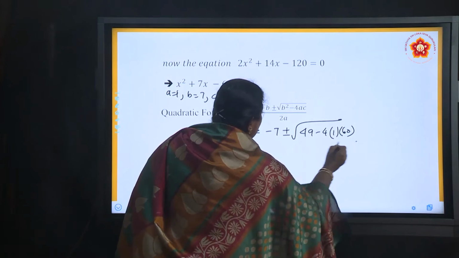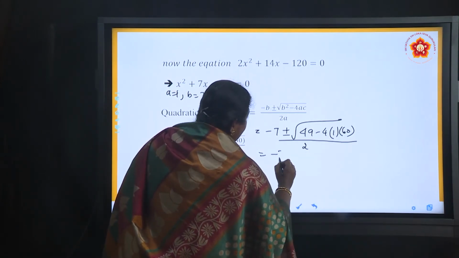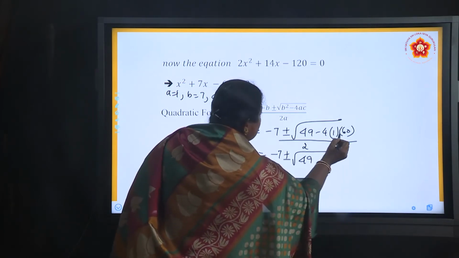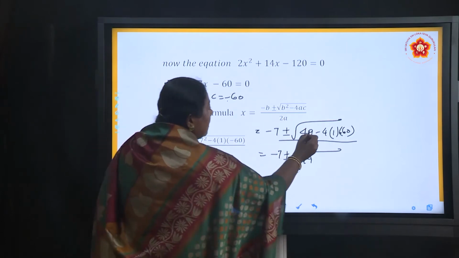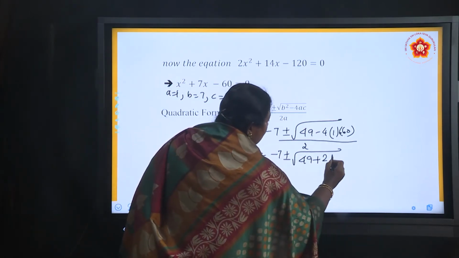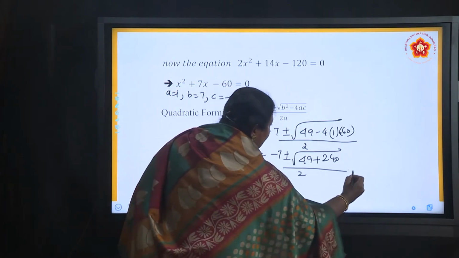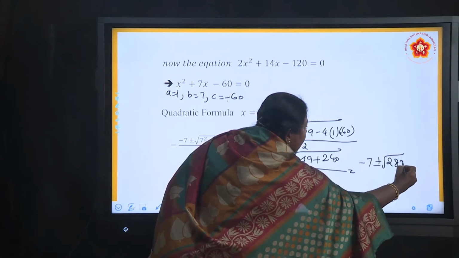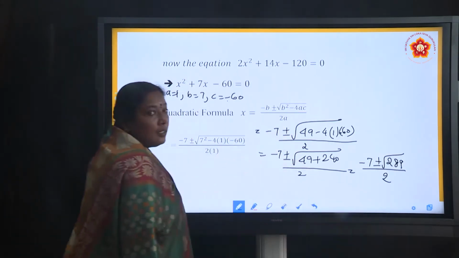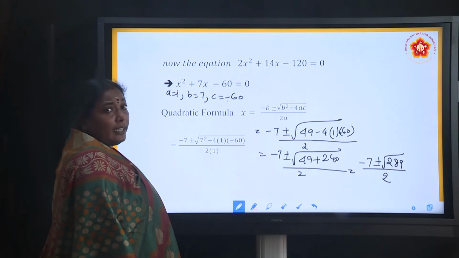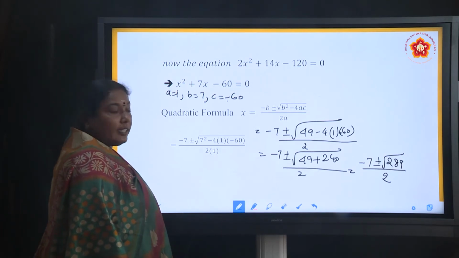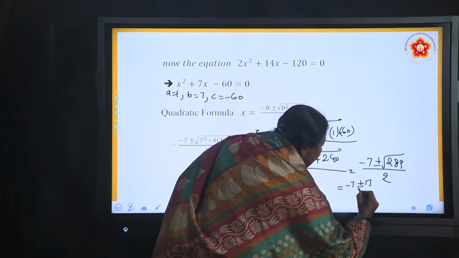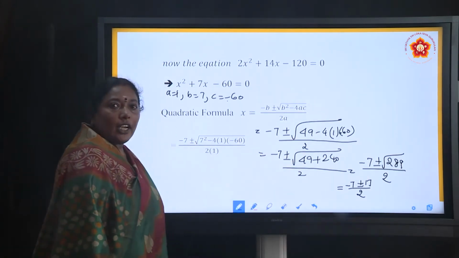In b, minus 7, say minus 7 plus or minus root of 49 minus 4 into a is 1, here c is minus 60, by 2. Which is equal to minus 7 plus or minus root of 49, here minus 60. See, we are making a mistake: minus into minus is plus, 4 sixes are 240, divided by 2, I will get minus 7 plus or minus root of 289 by 2. So now I have to take the root of 289. Who and who multiply to give 289? 17 into 17. So my answer will be minus 7 plus or minus 17 by 2. That's all, I got the answer.